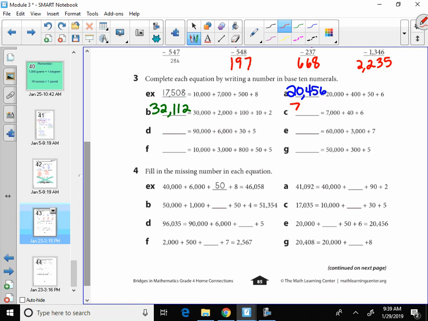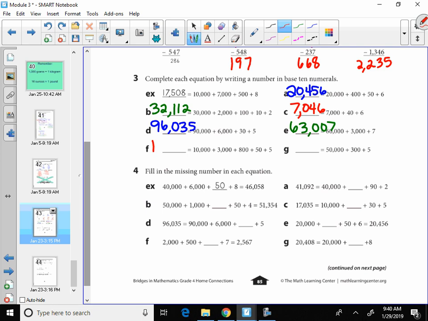I see a 7 in the thousands place, nothing in the hundreds place, a 4 in the tens place, and a 6 in the ones place. I see a 9 in the 10,000s place, a 6 in the thousands, nothing in the hundreds, a 3 in the tens, and a 5 in the ones. 6 in the 10,000s place, a 3 in the thousands, nothing in the hundreds, nothing in the tens, 7 in the ones.